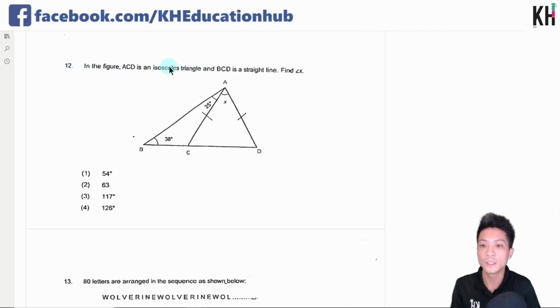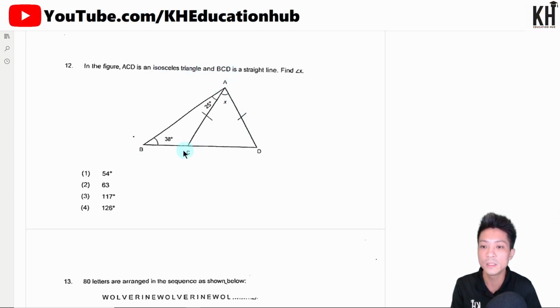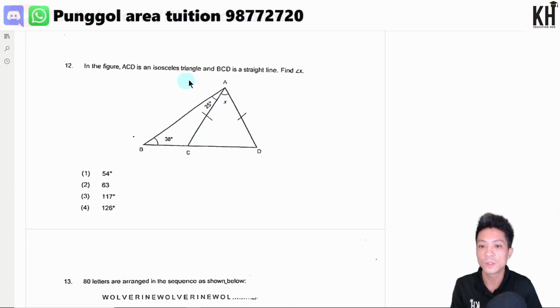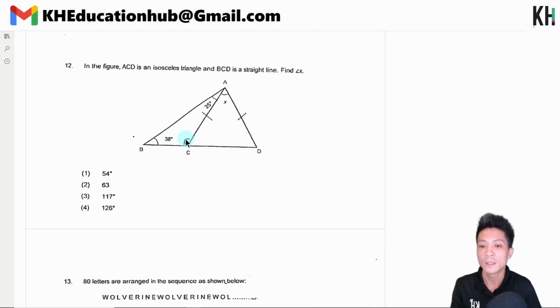Question 12. In the figure, ACD is an isosceles triangle and BCD is a straight line. We need to find angle X. In this question, you can first find this angle using 180 minus 25 minus 38, and then use 180 minus this angle to find the next angle, right?